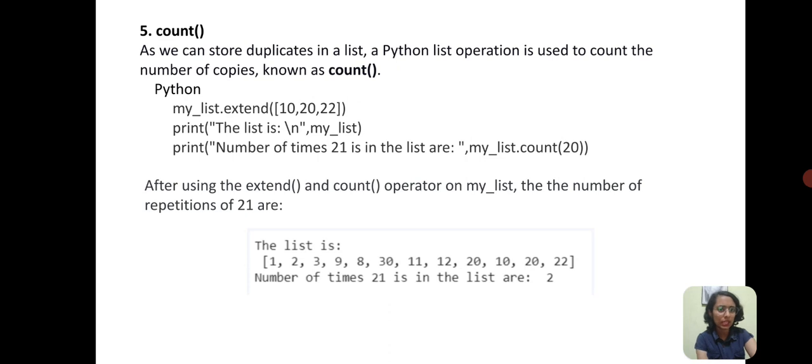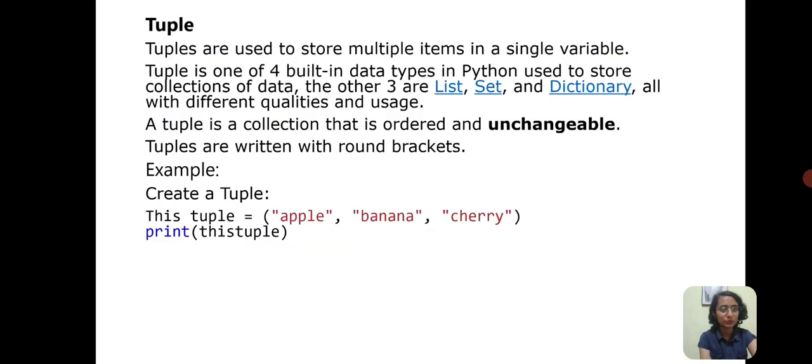After using the extend and count operator on my_list, the number of repetitions of 21 are, the list is 1, 2, 3, 9, 8, 30, 11, 12, 20, 10, 20, 22. Number of times 21 is in the list are 2.